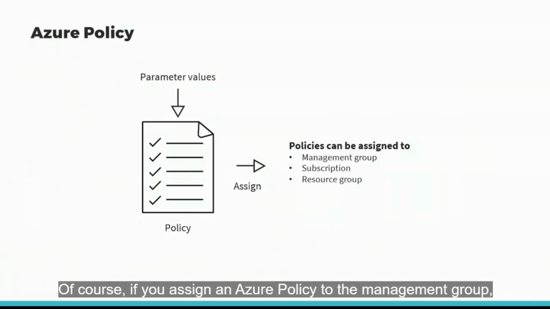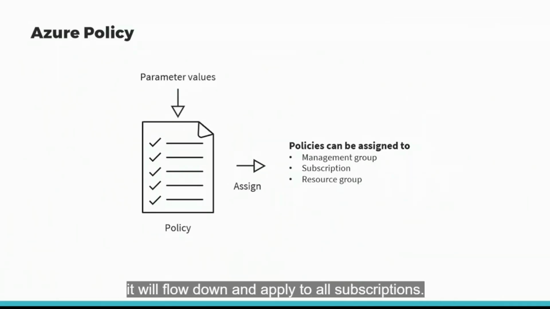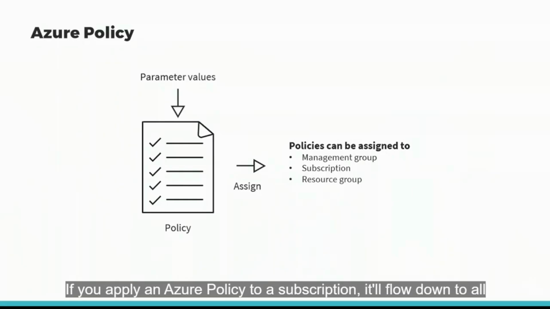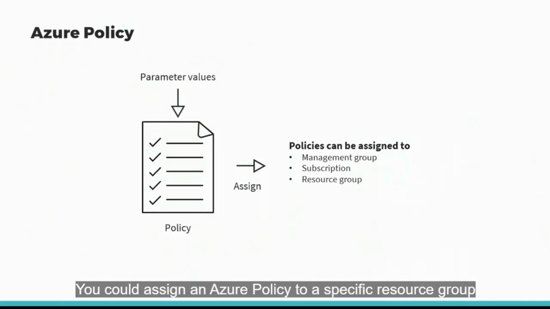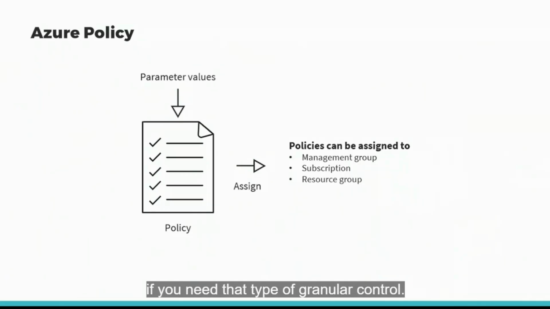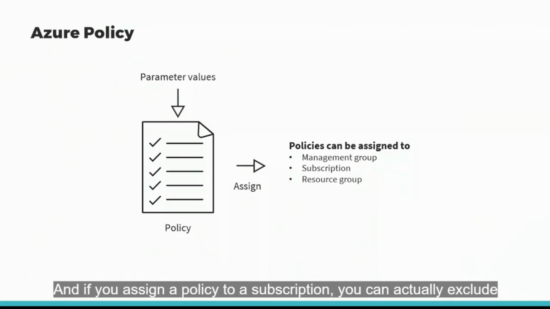Of course, if you assign an Azure policy to the management group, it will flow down and apply to all subscriptions. If you apply an Azure policy to a subscription, it'll flow down to all of the resource groups in that subscription and ultimately all of the resources. You could assign an Azure policy to a specific resource group if you need that type of granular control. And if you assign a policy to a subscription, you can actually exclude some specific resource groups from having that Azure policy applied.